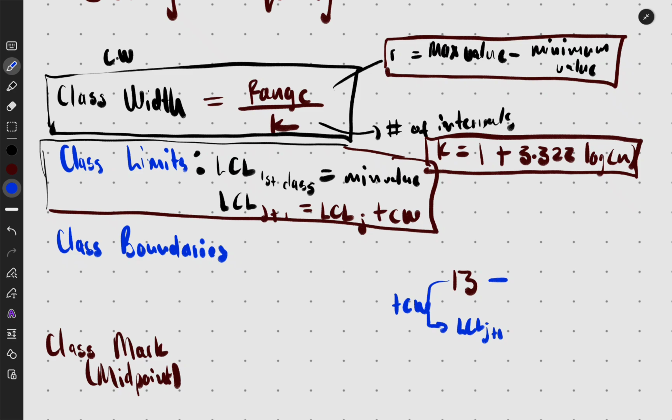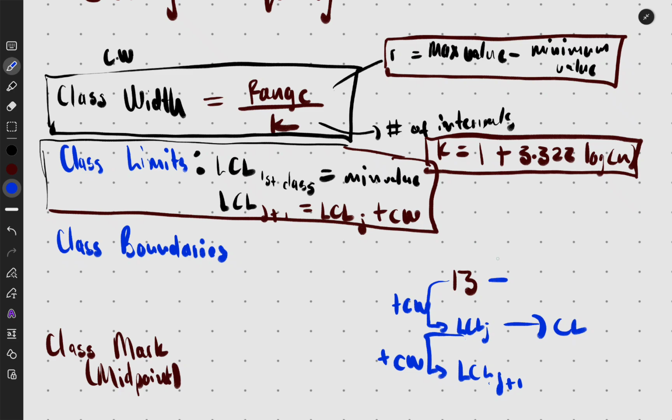We subtract one thing from what will be the lower class limit, but to get this other lower class limit, you add class width. And if you add class width, it takes you to the next lower class limit. So you must know that if you add class width, you don't get the upper class limit. No. You don't say lower class plus class width.